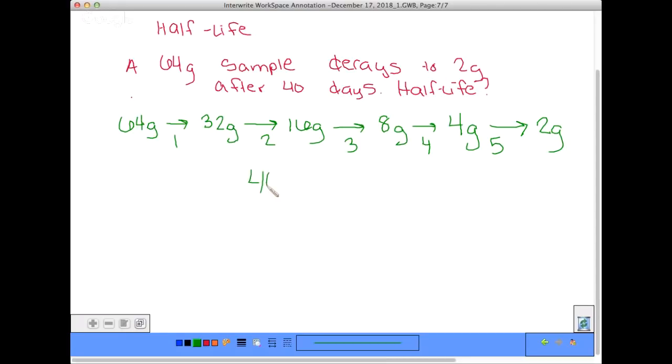So if we have 40 days that have passed total, I can divide this by 5. And what I will get is that each half-life is 8 days. And so again, that's T to the 1/2. So that would be my half-life for that sample.